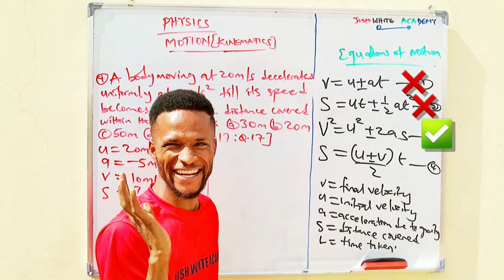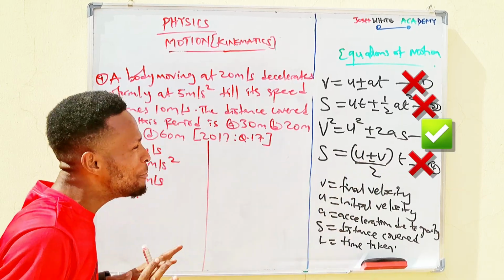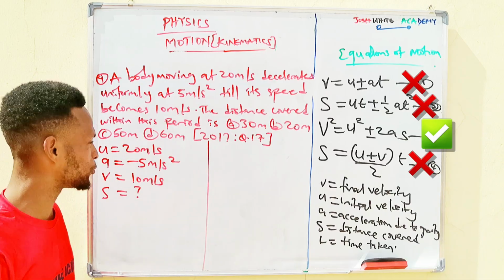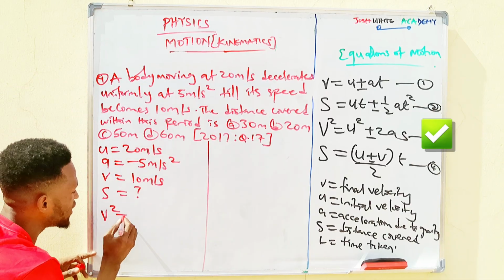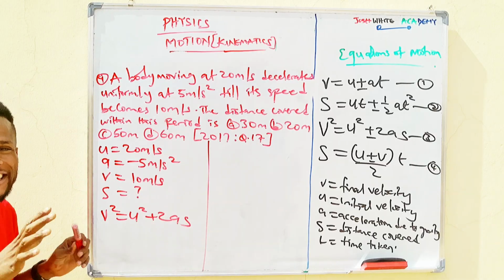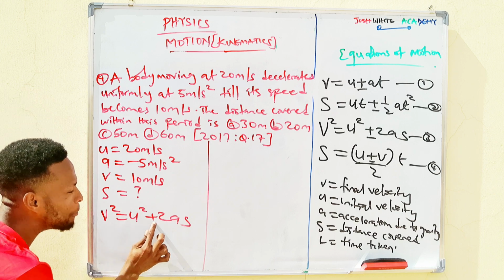UAVS. Correct. U, no A, out. So the best suitable formula is what? Our third equation of motion: V square is equal to U square plus 2AS. But in this case, since we have a negative acceleration, this plus will become minus.